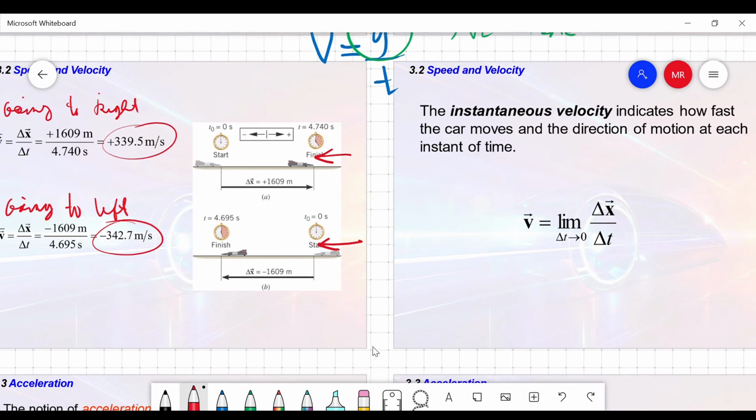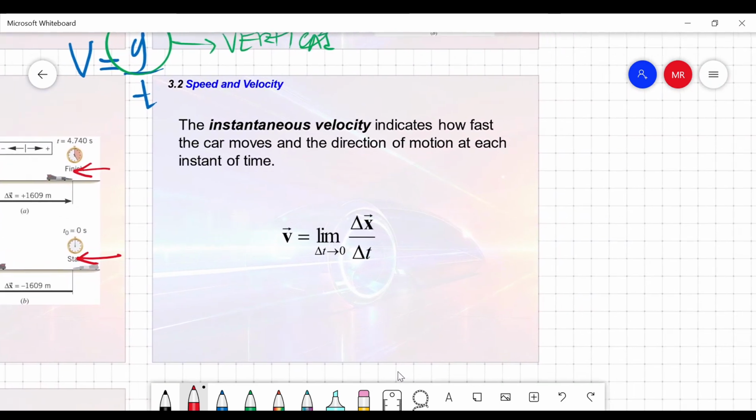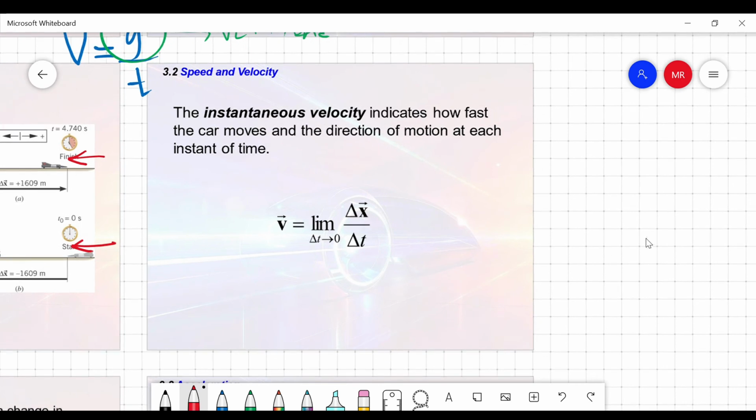That is speed and average velocity. Pero meron naman tayong tinatawag na instantaneous velocity. Ano naman itong instantaneous velocity? From the term itself, instantaneous or instant, the instantaneous velocity indicates how fast the car moves in the direction of motion at each instant of time. Kung baga doon sa moment na yon.